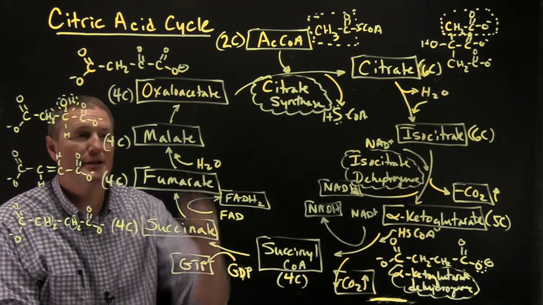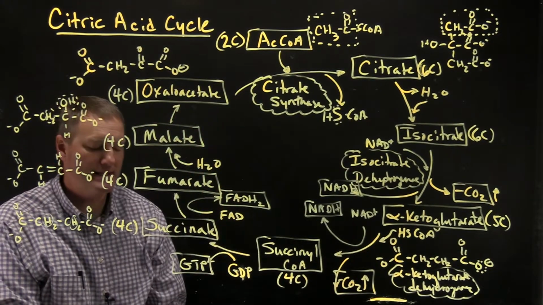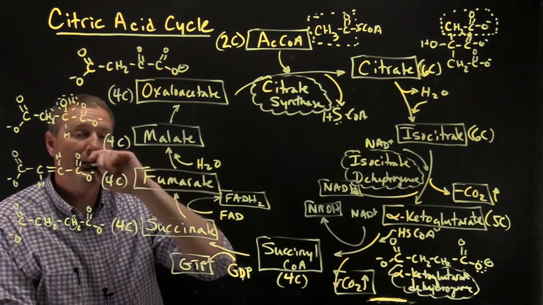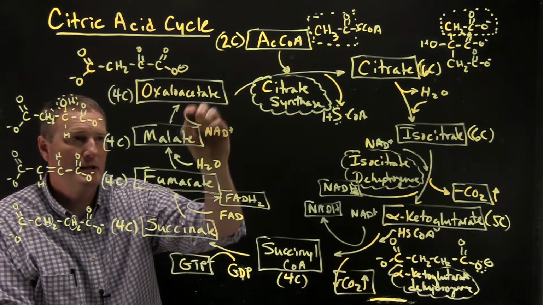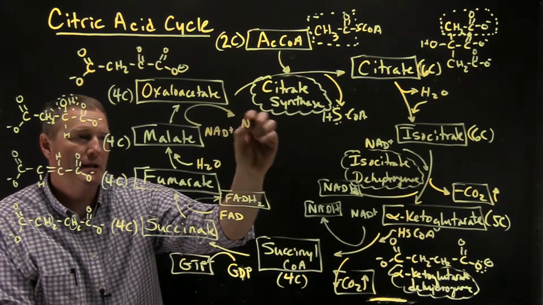And then lastly, to convert malate to oxaloacetate, the enzyme called Malate Dehydrogenase is going to now use an NAD+, and that's going to make another NADH.